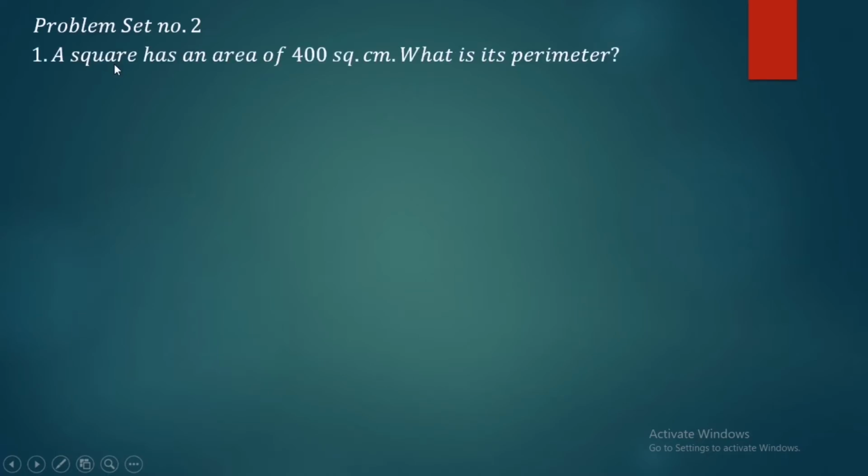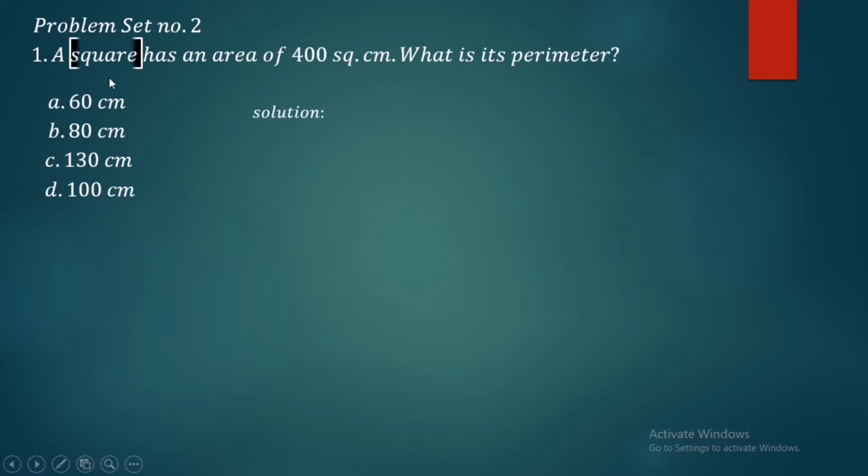Number 1, a square has an area of 400 square centimeters. What is its perimeter? Okay, these are our choices. A, 60 centimeters. B, 80 centimeters. C, 130 centimeters. D, 100 centimeters.